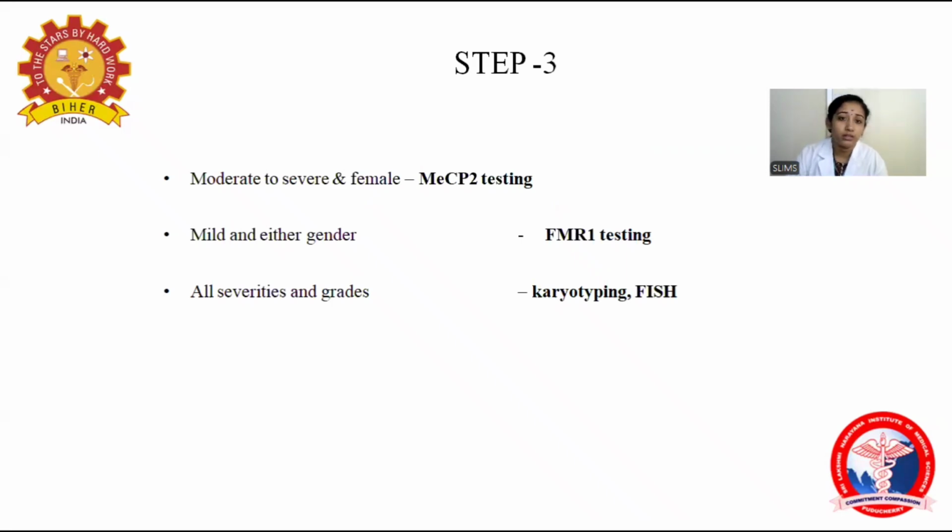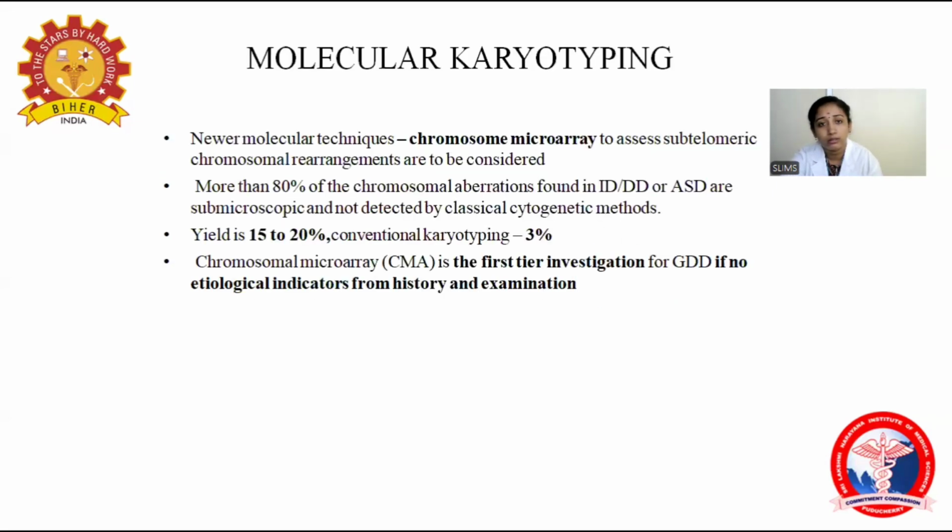This is step 3. In a child with moderate to severe developmental delay who is also female, consider MECP2 testing. In mild delay in either gender, do FMR1 testing. Whereas in all severities and grades, karyotyping and fluorescent in situ hybridization have to be done.